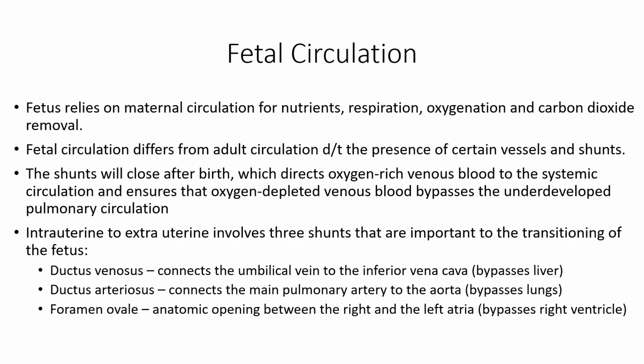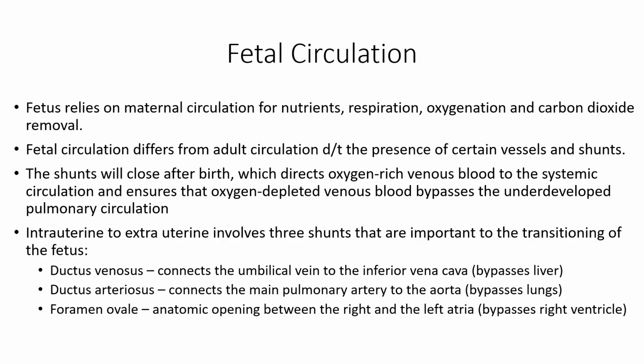The shunts will close after birth and then shunt to the main adult structures in the aorta, pulmonic arteries, circulations, and so forth. But the most important thing to know for a baby to transition from intrauterine to extrauterine is that there are three very important structures that help shunt in that process.